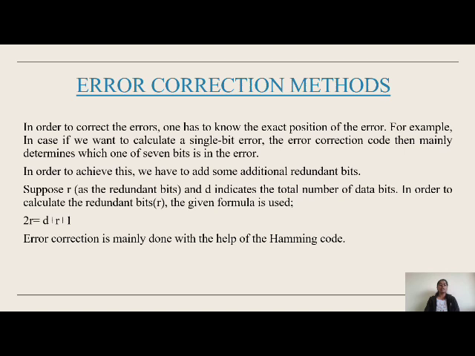Suppose R and D indicate the number of redundant bits and the total number of data bits. In order to calculate the redundant bits, the given formula is used: 2^R is equal to D + R + 1. Error correction is mainly done with the help of the Hamming code.